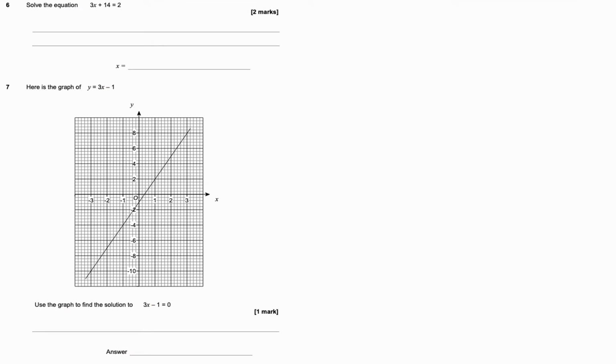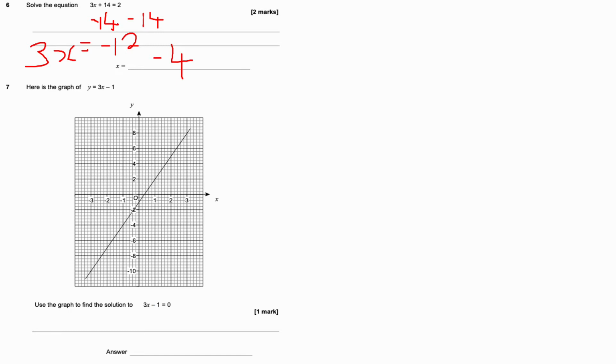This is question number 6, guys. Solve the equation 3x plus 14 is 2. Well, if I subtract 14 on both sides of my equation to balance it, 2 minus 14 is equal to minus 12, so 3x is equal to negative 12. 3x means 3 times x, so dividing both sides by 3, I get x equals negative 12 divided by 3, which is negative 4, or minus 4.